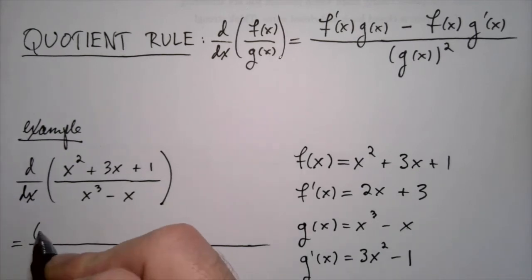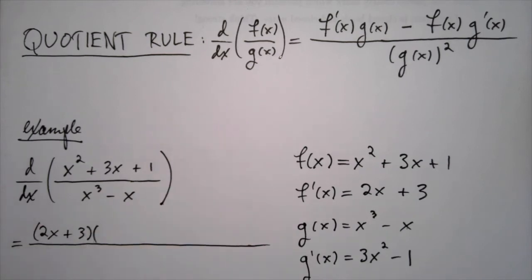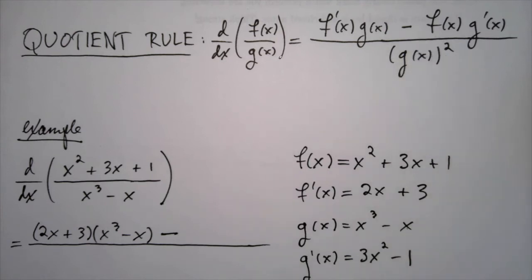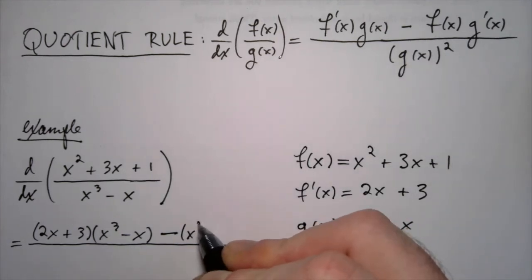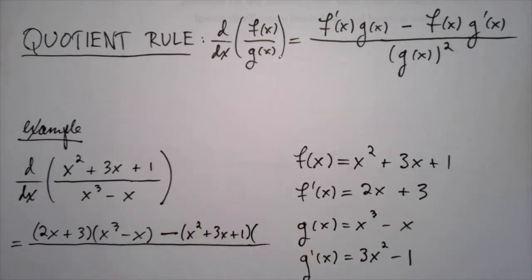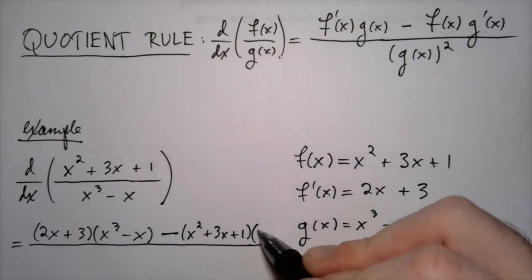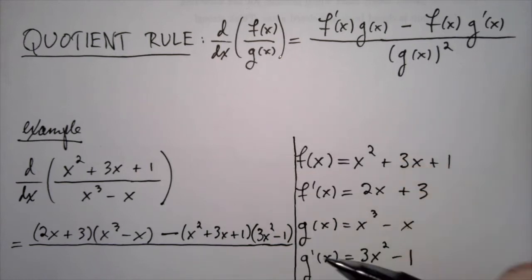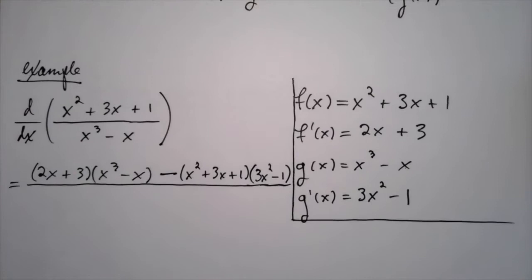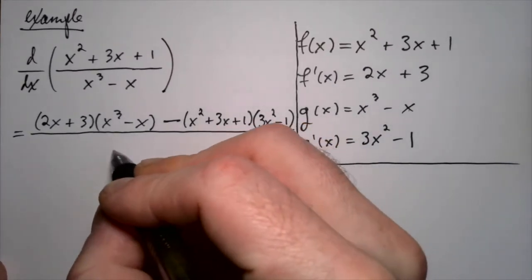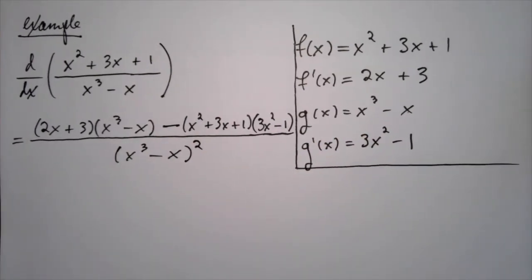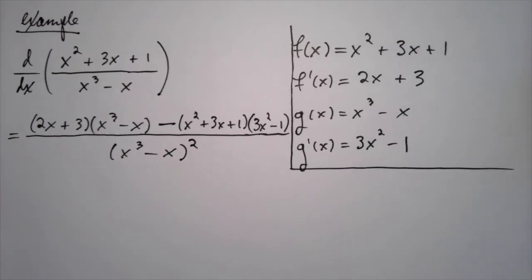So we'll just copy down f prime times g minus, that's that all-important minus sign between the two terms, f, which is x squared plus 3x plus 1, times g prime, which is 3x squared minus 1. Okay. Now the bottom was g of x squared, so we need to take x cubed minus x squared. And there's the quotient rule in action. Now we just need to do the algebra to simplify.